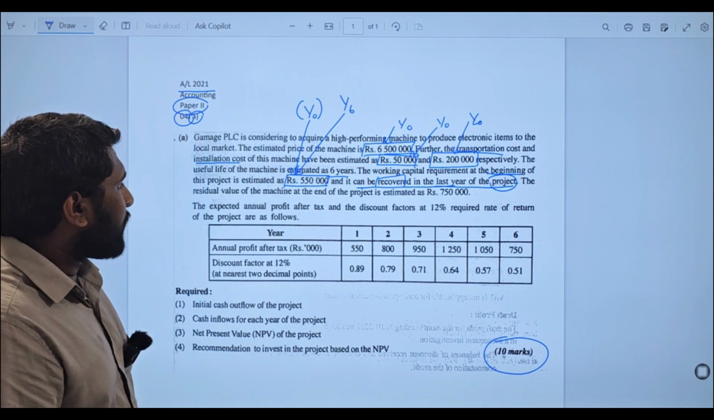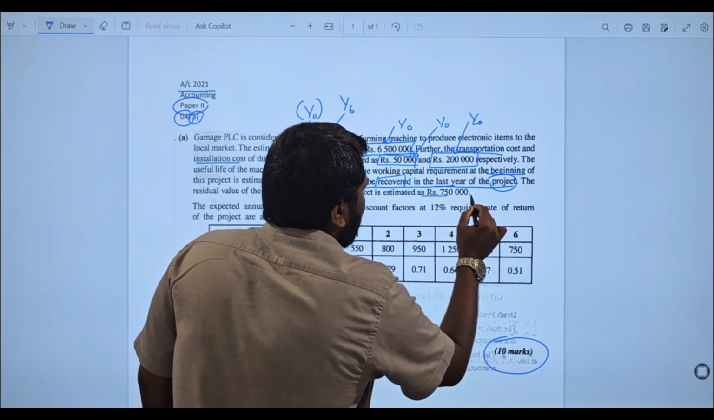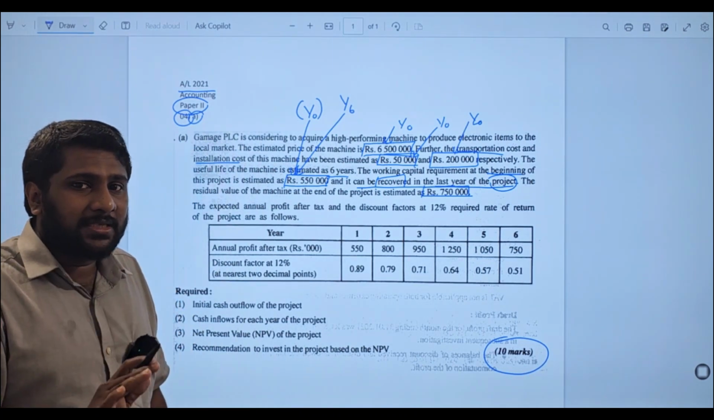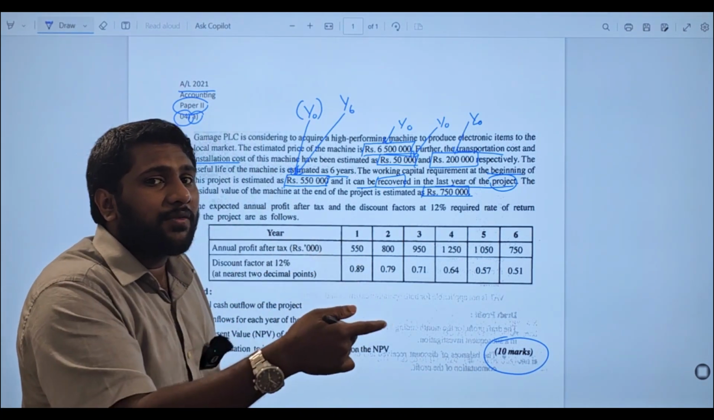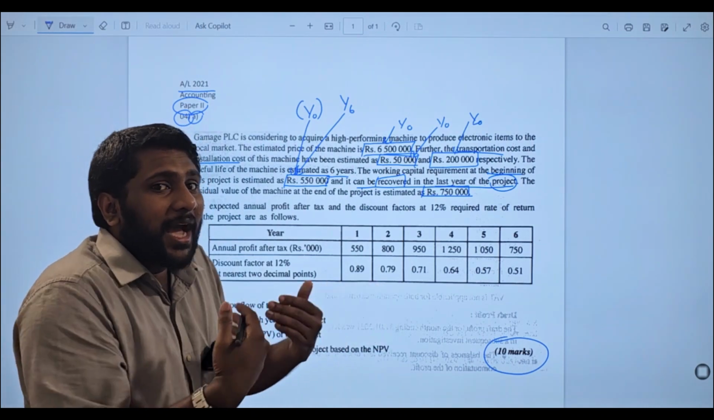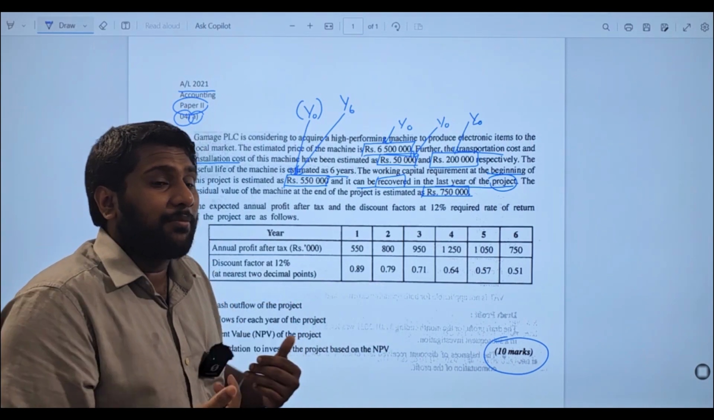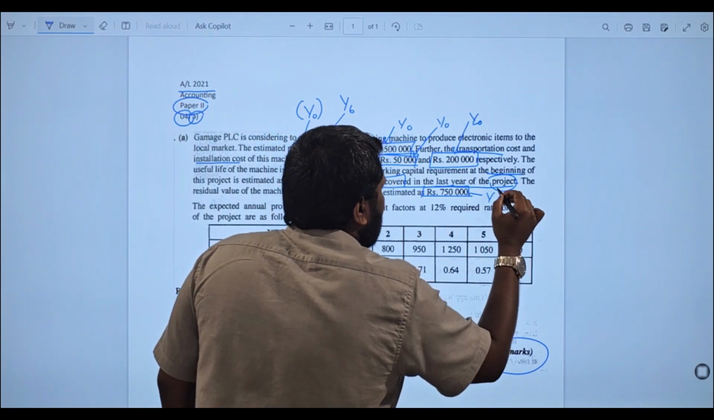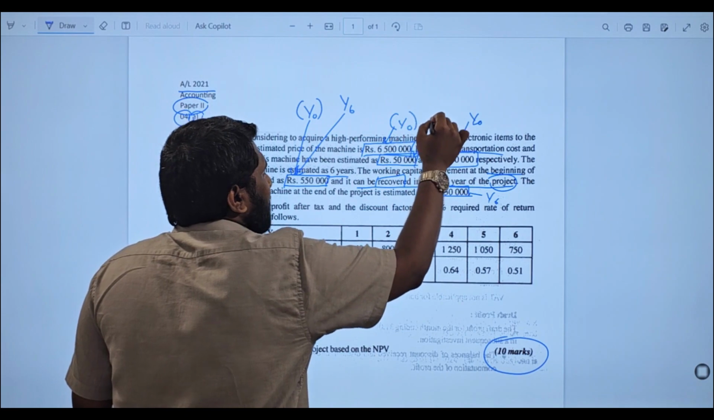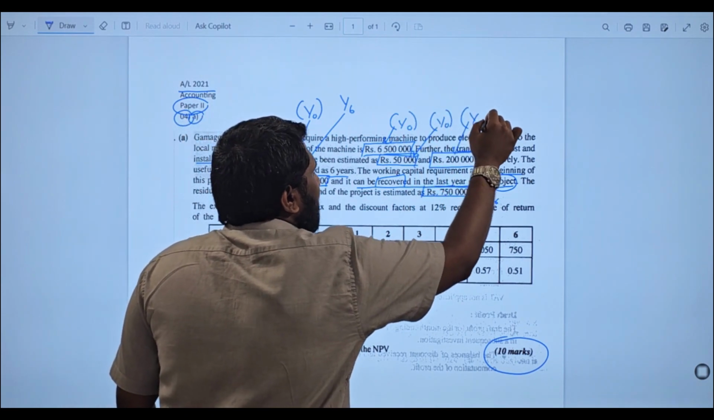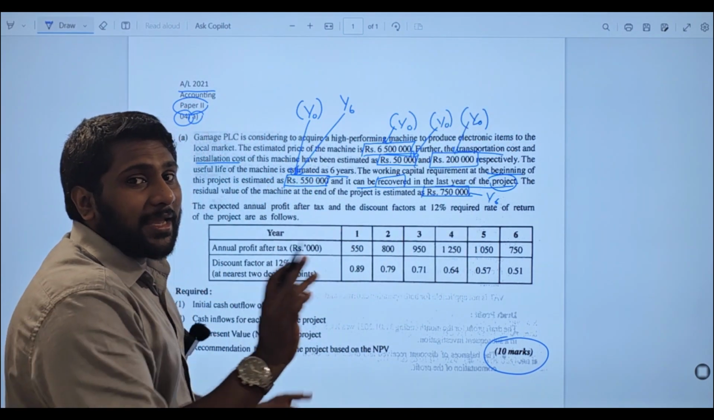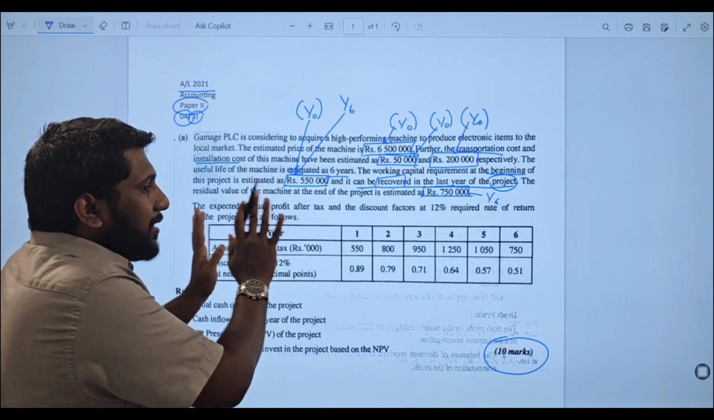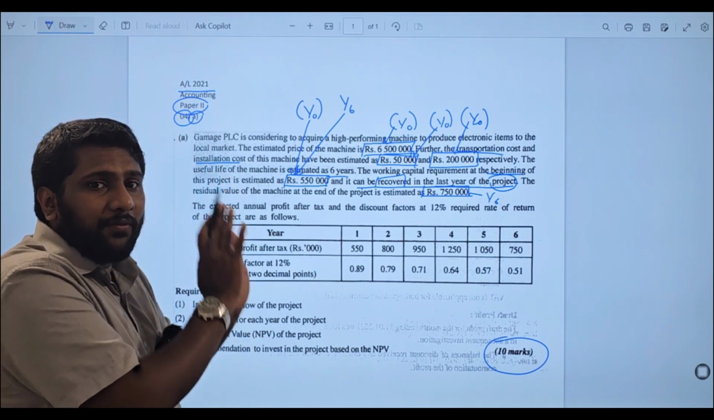The residual value of the machine is 750,000. That means once I use the machine for 6 years, I can sell it for 750,000, and then I will get money. So this is a cash inflow which is going to happen in year number 6. So I will write this one also inside the brackets. Why am I writing inside the brackets? Because I want to indicate cash outflows. So very simple: when I am reading the scenario itself, I am marking everything that I need.